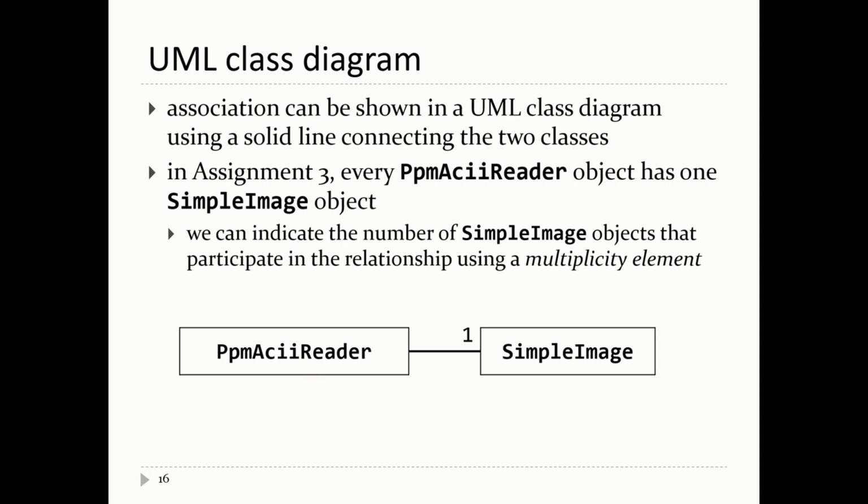So last term, there was one of the assignments where they had to implement this class called PPM ASCII reader. This is just a class that reads in a simple image format. It stores the image that it reads in inside of a simple image object. Right? So the structure of this class has one of these objects in it. You can show the multiplicity using a number on one of the classes. Right? So this diagram says a PPM ASCII reader has one simple image object.